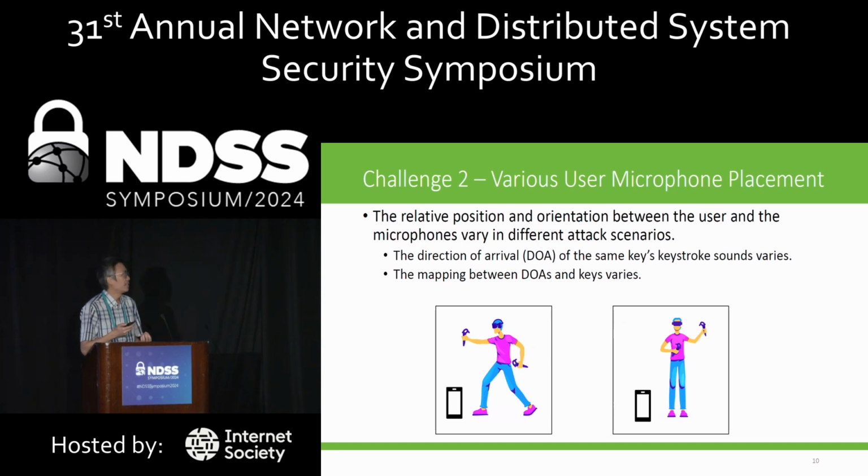The second challenge is that the relative position of the smartphone and the controller can vary between different attacks. Here we show two cases: the smartphone can be placed in front of the victim, and in another case, maybe on the side. So how do we handle this variation in the situation?